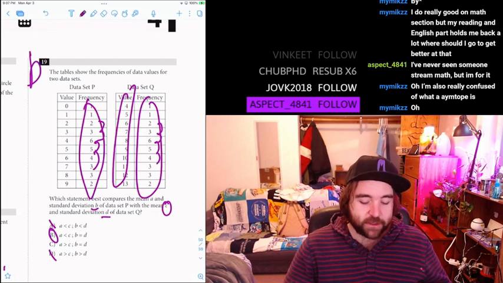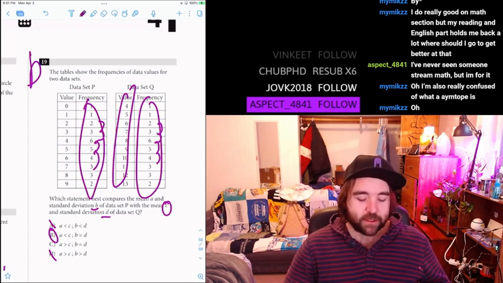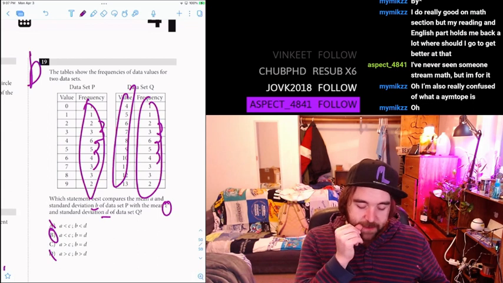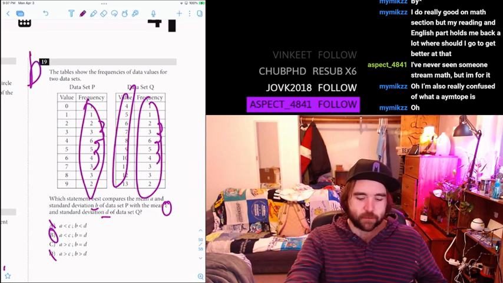So pretty much always the standard deviation is different. But in this case, it's just that they're exactly equally spread out. The standard deviations are actually equal.